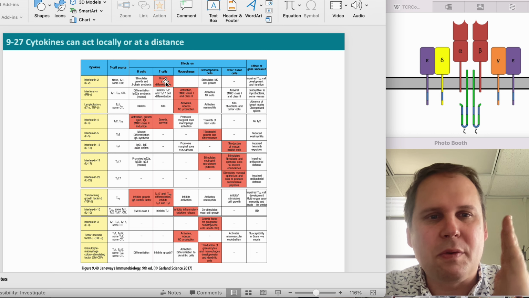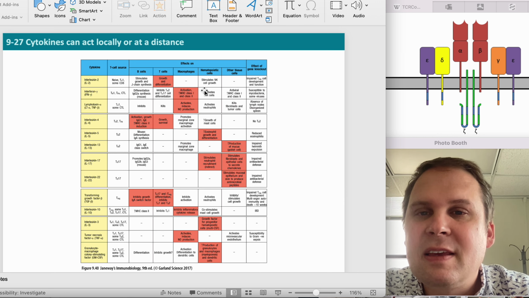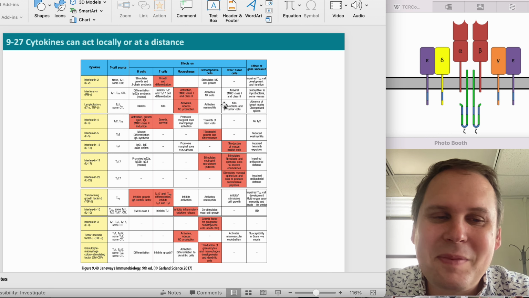IL-2. That's the big growth factor. So when a T cell gets IL-2, it's going to make some more T cells. It takes two to make a thing go right.